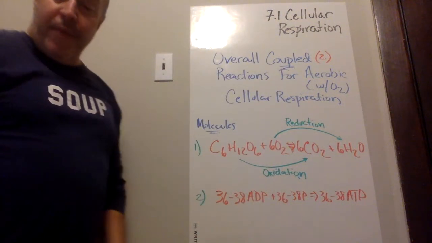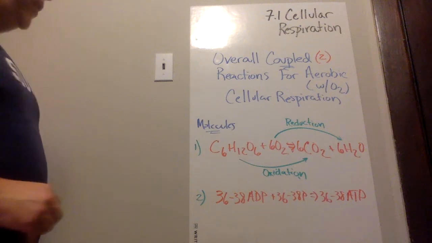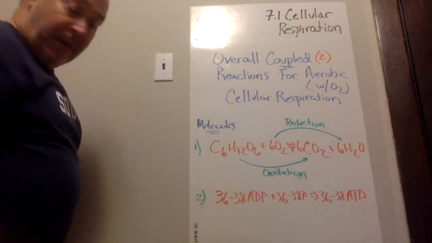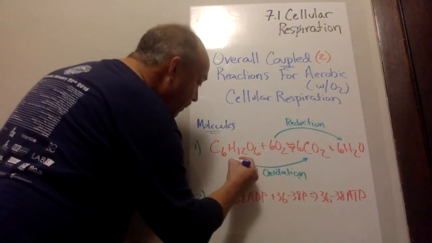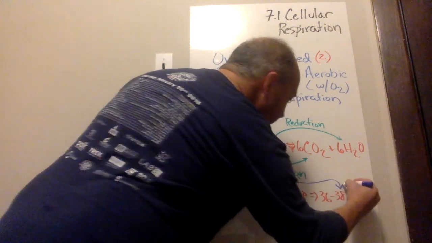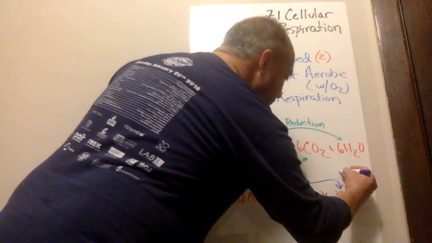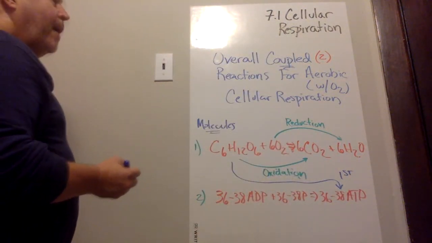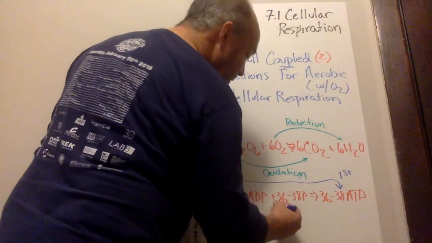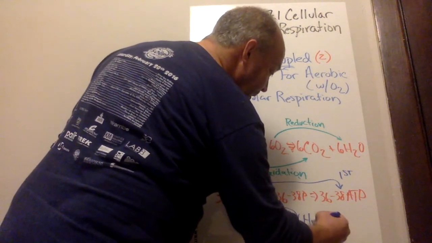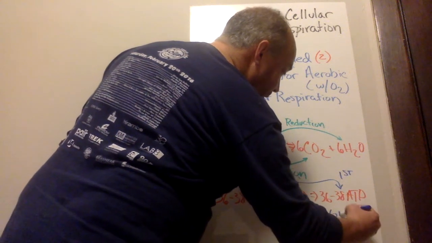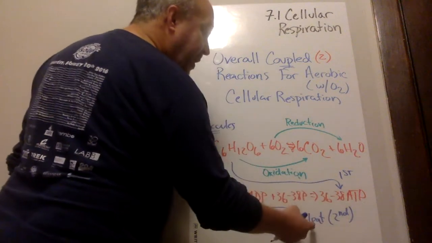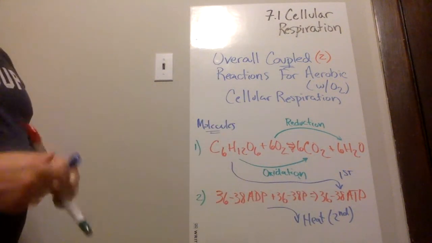So the overall coupled reactions for aerobic cellular respiration are glucose and oxygen become carbon dioxide and water, and then we take the energy out of the glucose and we will transfer it to the ATP. Remember, that is the first law of thermodynamics, the transfer of energy from one form to another. And as we do that, we will lose some of that energy as heat. The second law of thermodynamics. Not all of the energy from this glucose will be captured as ATP. Some of it will also be lost as heat.